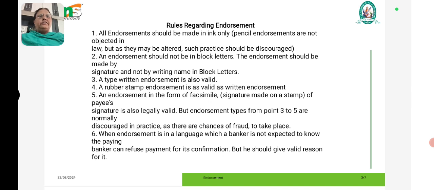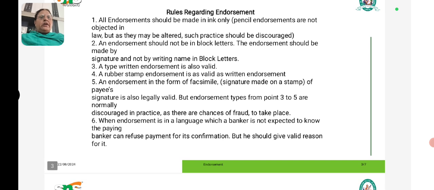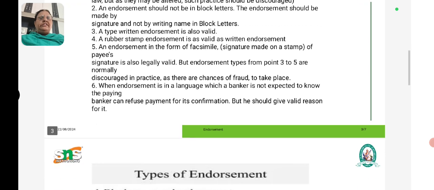A written endorsement is also valid. A typed endorsement is also valid. A rubber stamp endorsement is valid as a written endorsement. An endorsement in the form of a facsimile of the payee's signature is also legally valid, but endorsements of types from 3 to 5 are normally discouraged in practice, as there are chances of fraud taking place. When an endorsement is in a language which the banker is not acceptable to know, the paying banker can refuse the payment, but he should give a valid reason for it.